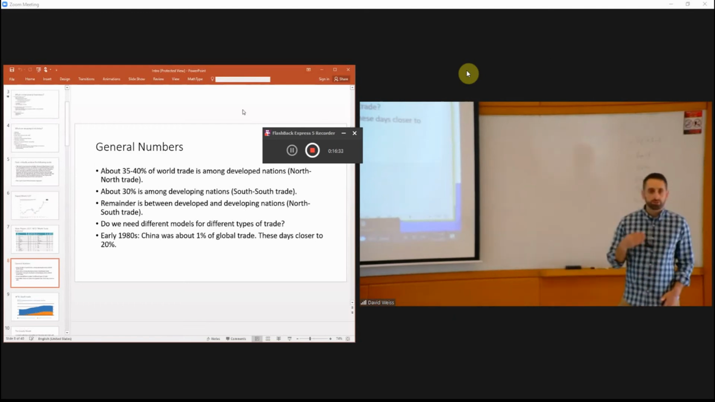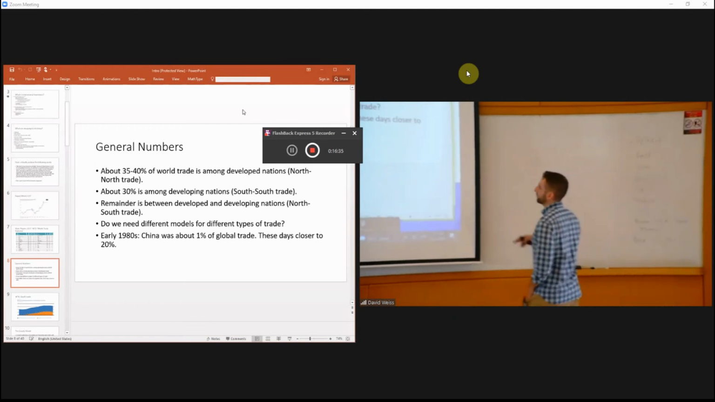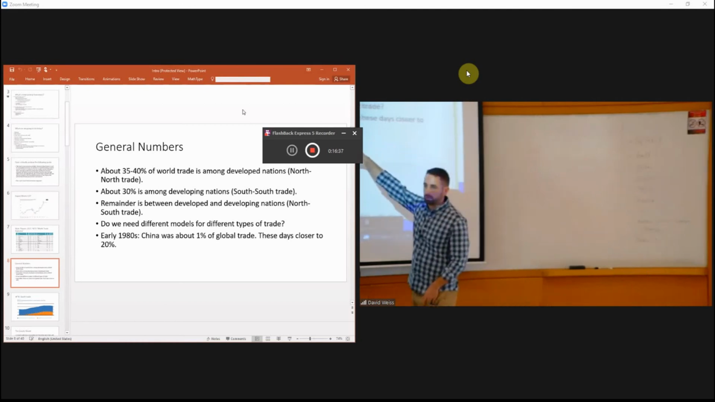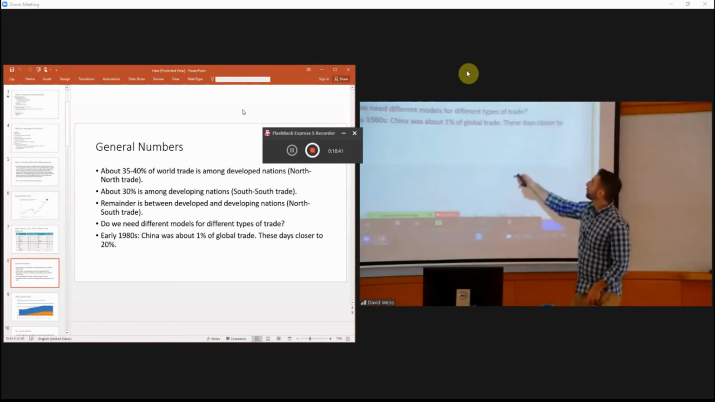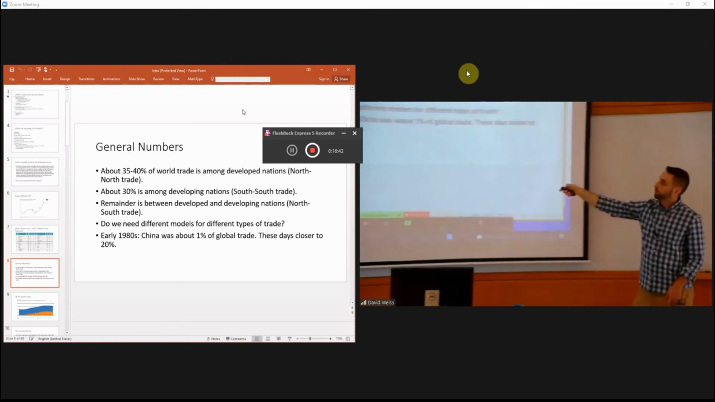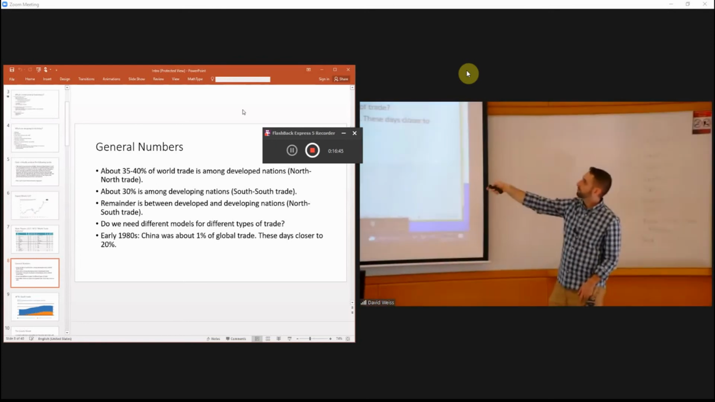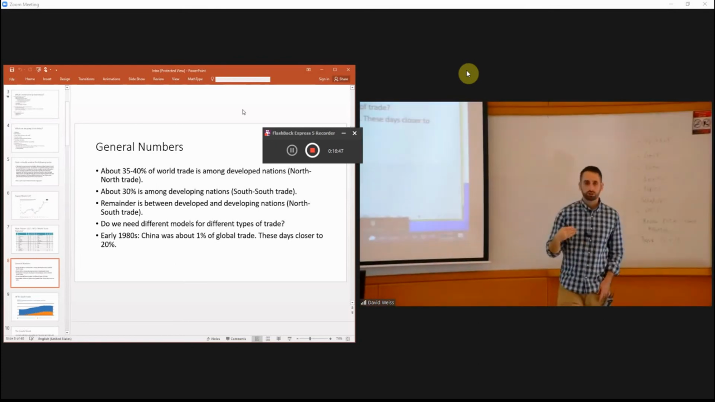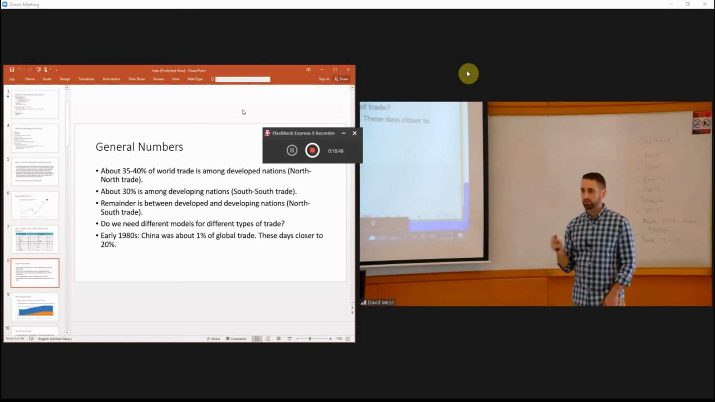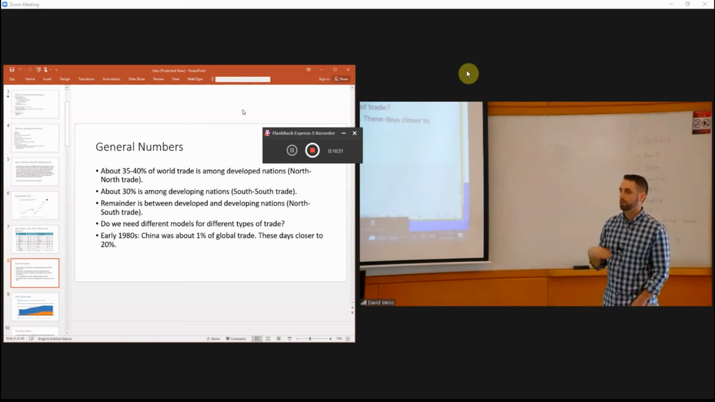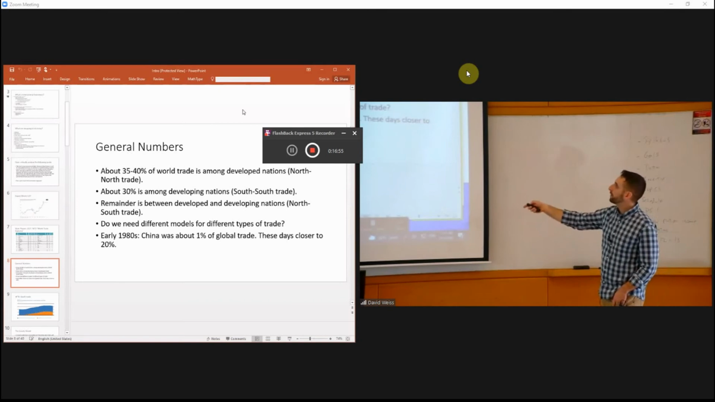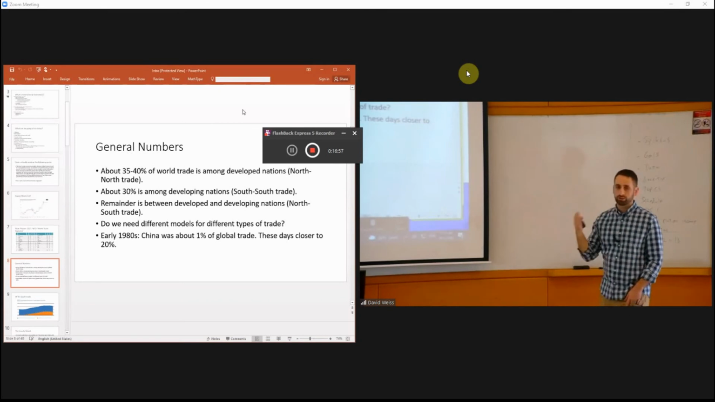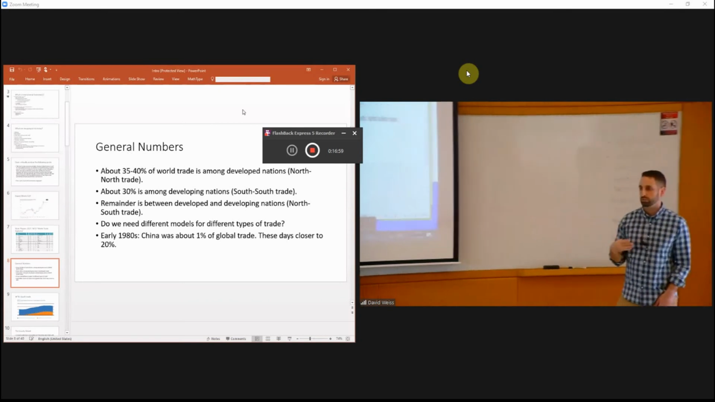Something we always have in the back of our mind is that maybe we need different models for different types of trade. That's actually going to be very true. For North-North trade, or especially North-North trade, the new trade models that emphasize firms a lot are what's really needed to understand what's going on there. Between North and South, the classic trade models are still going to do a pretty good job.